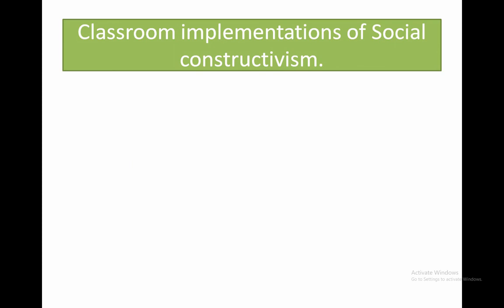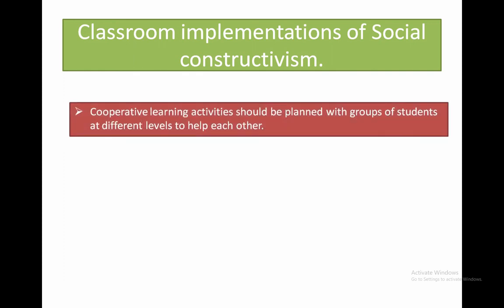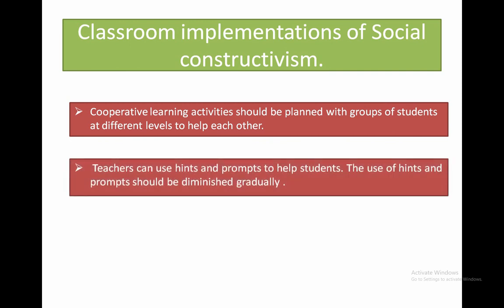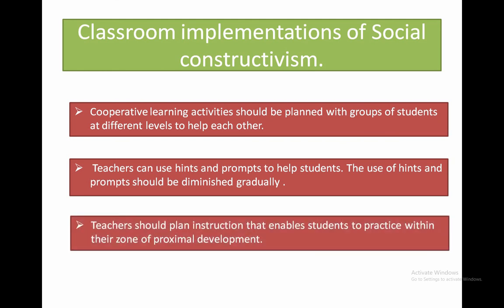In this slide, we are going to shed light on some classroom implementations of social constructivism. Cooperative learning activities should be planned with groups of students at different levels to help each other. Teachers can use hints and prompts to help students. The use of hints and prompts should be diminished gradually. Teachers should plan instruction that enables students to practice within their zone of proximal development.